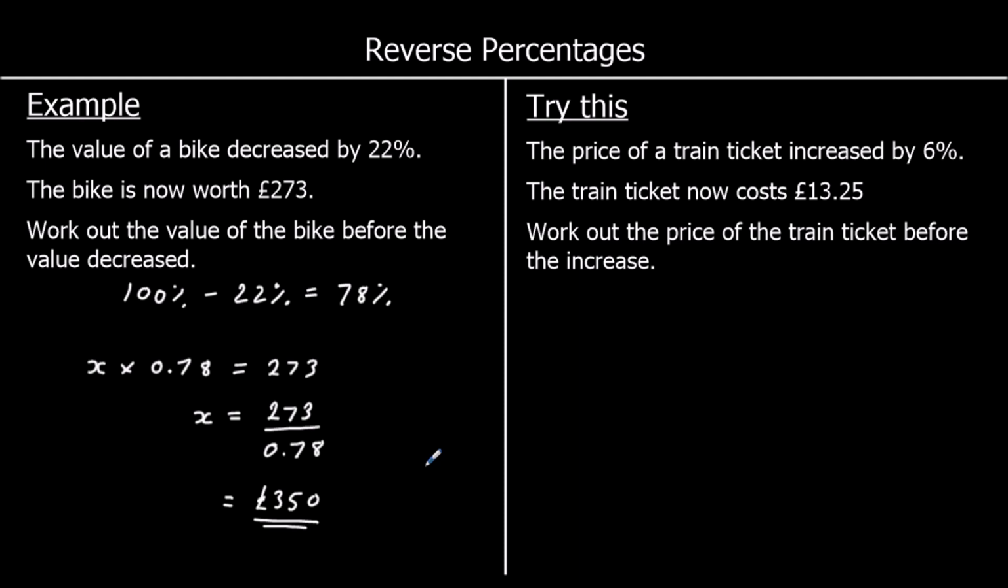Okay, a question for you to try to finish up. So pause the video and have a go at it. The price for train ticket increased by 6%. The train ticket now costs £13.25. Work out the price of the train ticket before the increase. So to add on 6%, we will multiply by 1.06. So the original amount times 1.06 is equal to £13.25. To find the original, we divide both sides by 1.06.